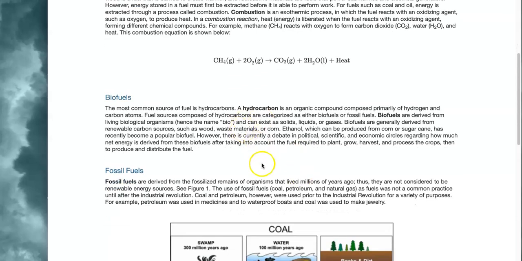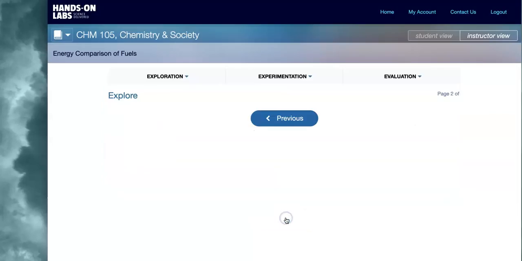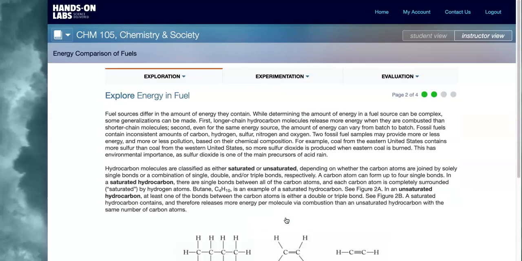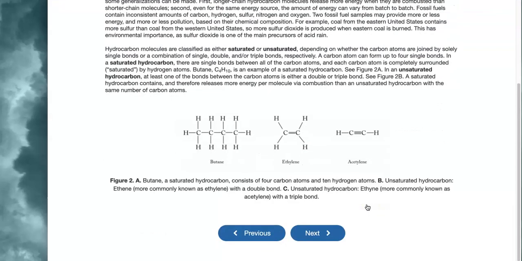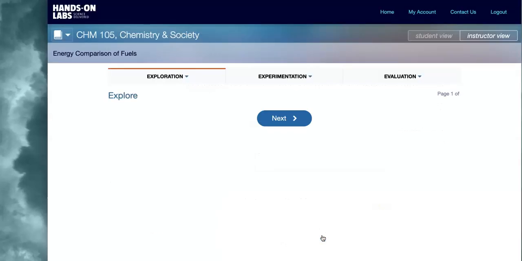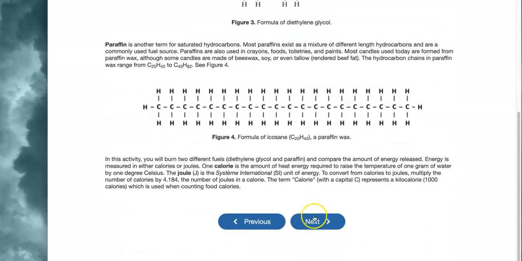Then you can read about biofuels and the different fossil fuels, things like that. Some interesting facts. I do want you to read through there. Here are some of the different fuels. Some additional ones here. Down here at the bottom, we're going to talk about the units of energy.